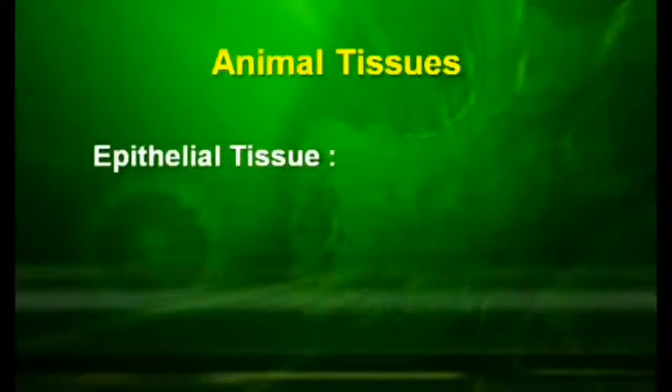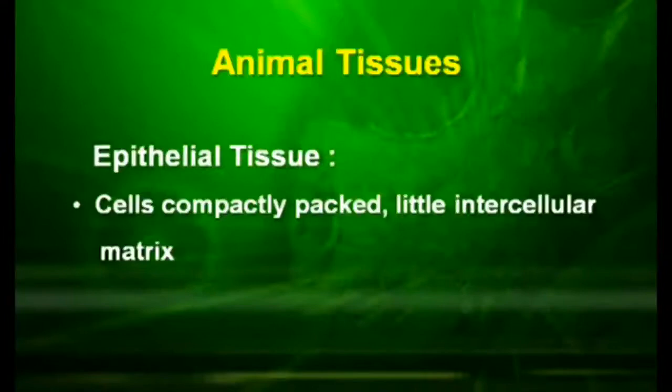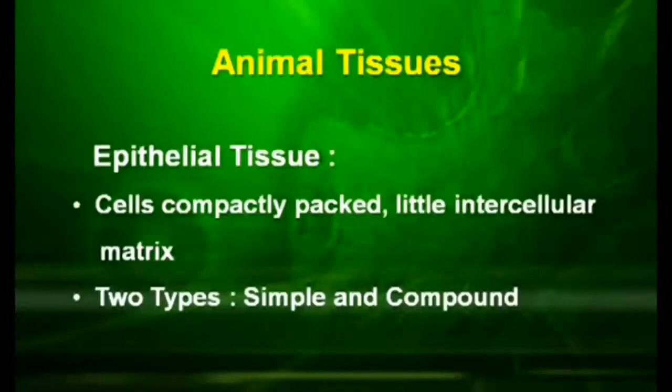I think we all know that epithelial tissue is generally found in our skin. The cells here are compactly packed with little intercellular matrix. There are two types of epithelial tissues. They may be simple as well as compound. The simple epithelium tissues are again divided basing on their shape.